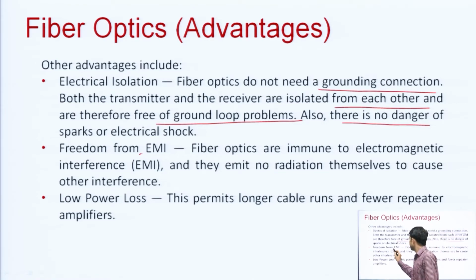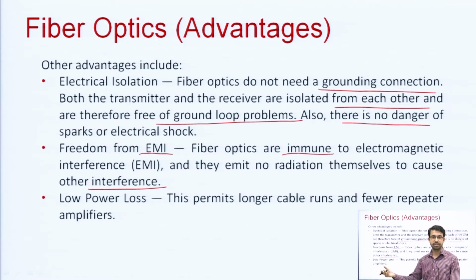The next advantage is freedom from electromagnetic interference. We know there are electromagnetic radiations all over the place. Fiber optics are immune to electromagnetic interference. Why? Because the information is in the form of light, and they emit no radiations themselves to cause other interference. So, they do not emit any sort of electromagnetic radiation or any sort of radiation that can create interference for another device or for another fiber or wire. Okay.